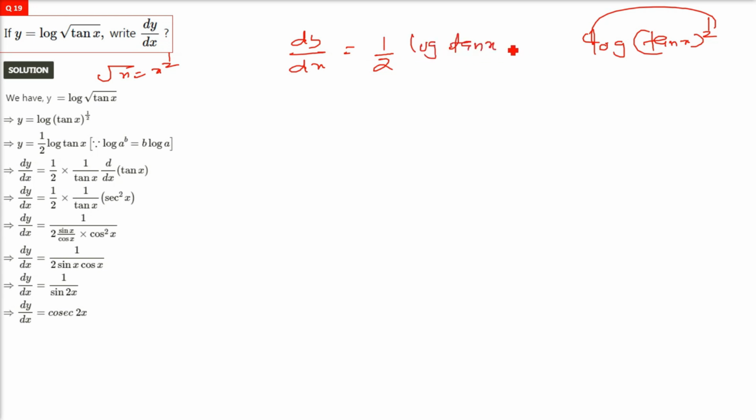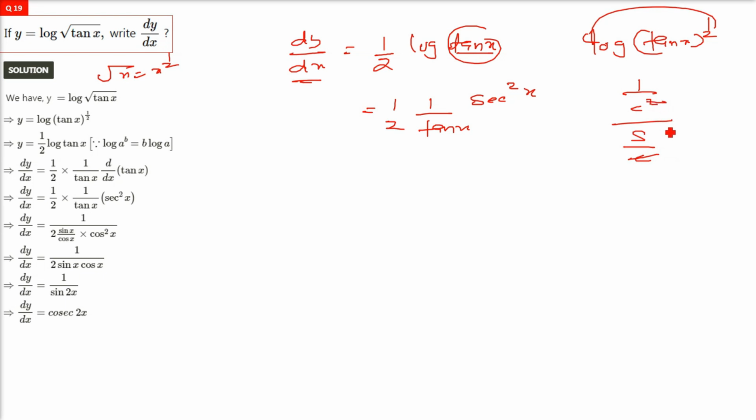Now we have to just differentiate log 10x because half is constant. Log 10x is what? 1 by 10x. Log 10x is 1 by 10x and 10x is sec square x. So it is sec square x. So sec square is 1 by cos square and tan x is sin by cos. 1 cos gets cancelled and it will be 1 by sin and cos. And 2 is already there.